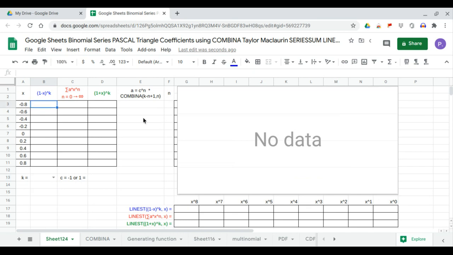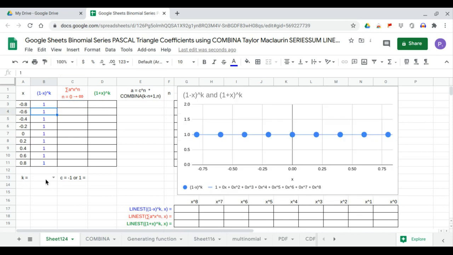And we use the array formula of the quantity 1 minus x raised to the power k. Enter. And you have the trend line. At k equals 0, our y, or 1 minus x to the power k, is 1. This is the trend line polynomial and our trend line.